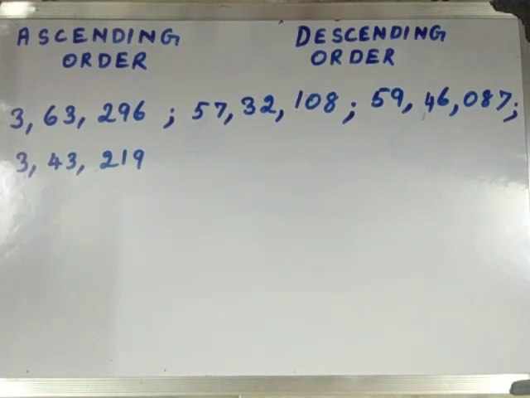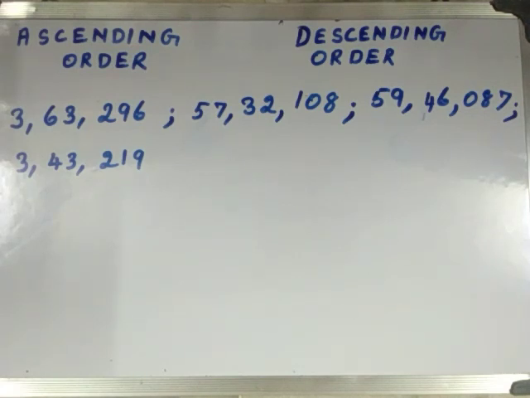Now here we have another set of numbers, and let's arrange these numbers in decreasing order or descending order. What is descending order? Descending order means to arrange the numbers from the greatest to the smallest. It is just the opposite of ascending order. So we are going to arrange this set of numbers from the greatest to the smallest. The same rules we have to follow.